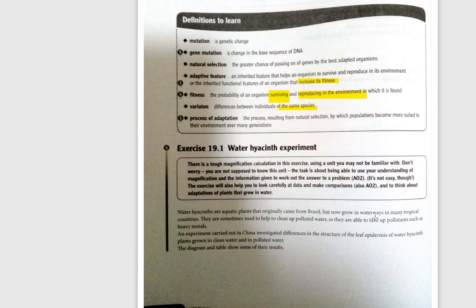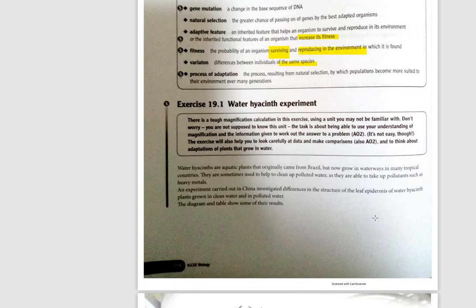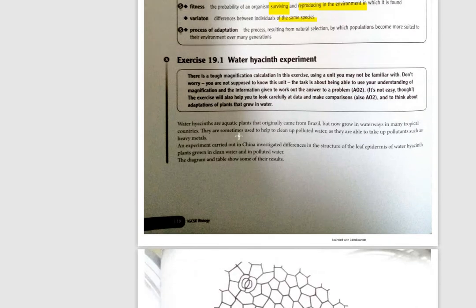Water hyacinth experiment. There is a tough magnification calculation in this exercise using a unit you may not be familiar with. Don't worry, you're not supposed to know this unit. The task is about being able to use the understanding of magnification and the information given to work out the answer to a problem. The exercise would also help you to look carefully at data and make comparisons and to think about adaptations of plants that grow in water. Now let's move on to reading the text over here.